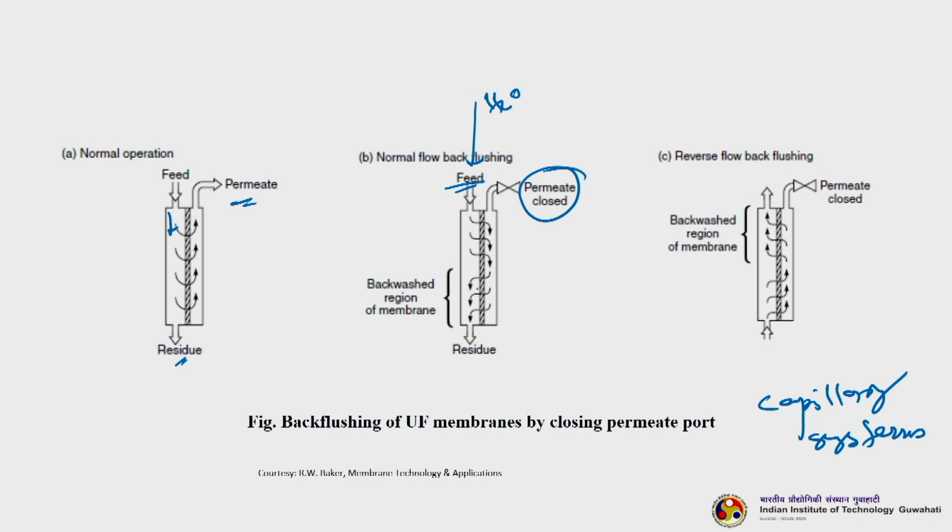The pressure that is developed is in between the feed pressure and the permeate pressure. Okay. So, you can see that when the permeate is not getting collected, it is closed, right. So, the permeate as well as the feed are exerting some pressure, and most of the backwashing is happening on this particular side, the lower side of the membrane.